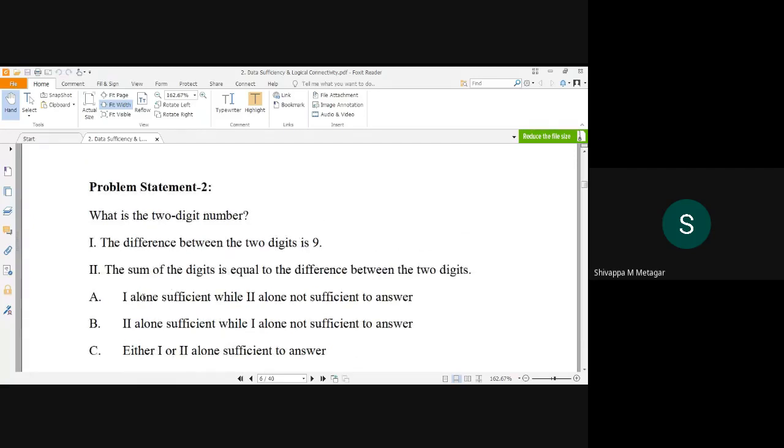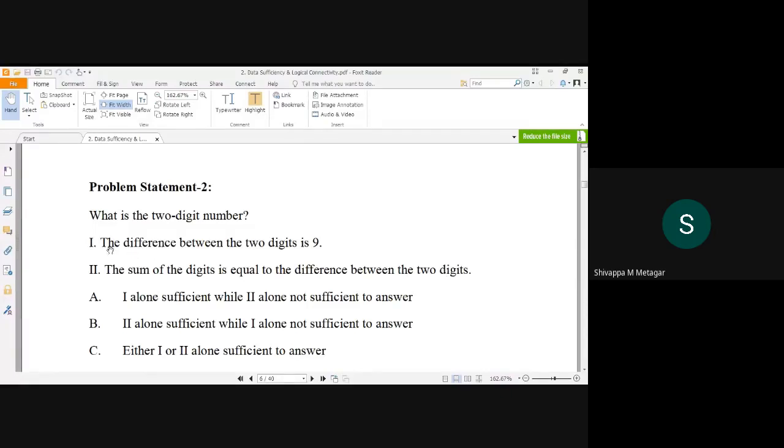Okay, the second question they have given: what is the 2-digit number? Here in the question we have to find out what the 2-digit number is. Statements they have given, 2 statements. The first one is the difference between the 2 digits is 9. And the second one is the sum of the digits is equal to the difference between the two digits.